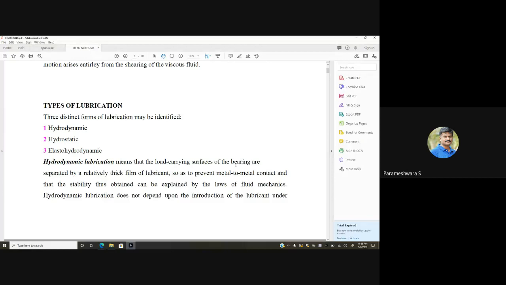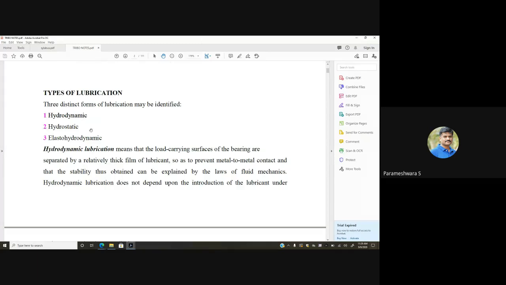Last class I discussed the types of lubricants. Today I'm going to discuss the types of lubrication process. The process of applying lubricant on the surface is called lubrication. Three important lubrication processes are there: hydrodynamic lubrication, hydrostatic lubrication, and elastohydrodynamic lubrication.